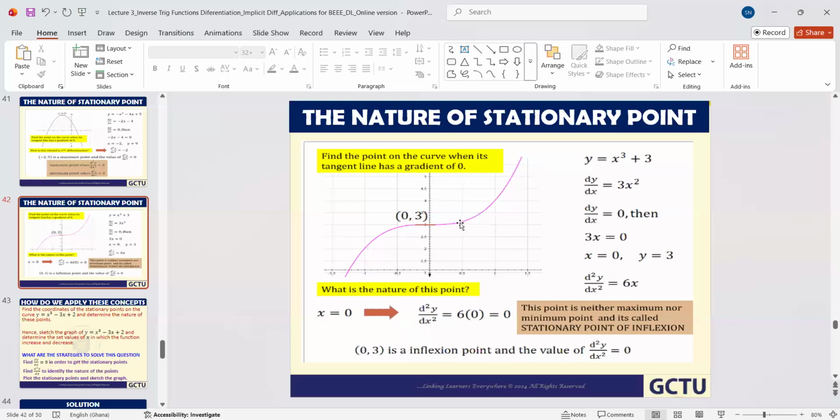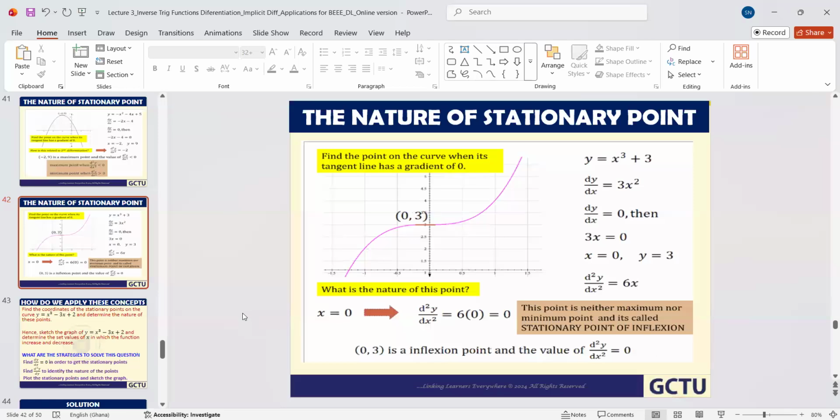Okay, there is another example here. This one is supposed to be a horizontal line at (0, 3). Again, if you differentiate twice, the first time we got 3x squared. The second time, we got 6x. Now, what is the nature of this point? What you do is substitute x equal to 0, because the point where it turns was (0, 3). So what happens when x is approaching 0? When x approaches 0, the function goes to 0. So this point is neither a maximum nor a minimum. It is not a maximum turning point or a minimum turning point. It is called a stationary point or a point of inflection. Now, a point of inflection is a point where the value approaches 0.